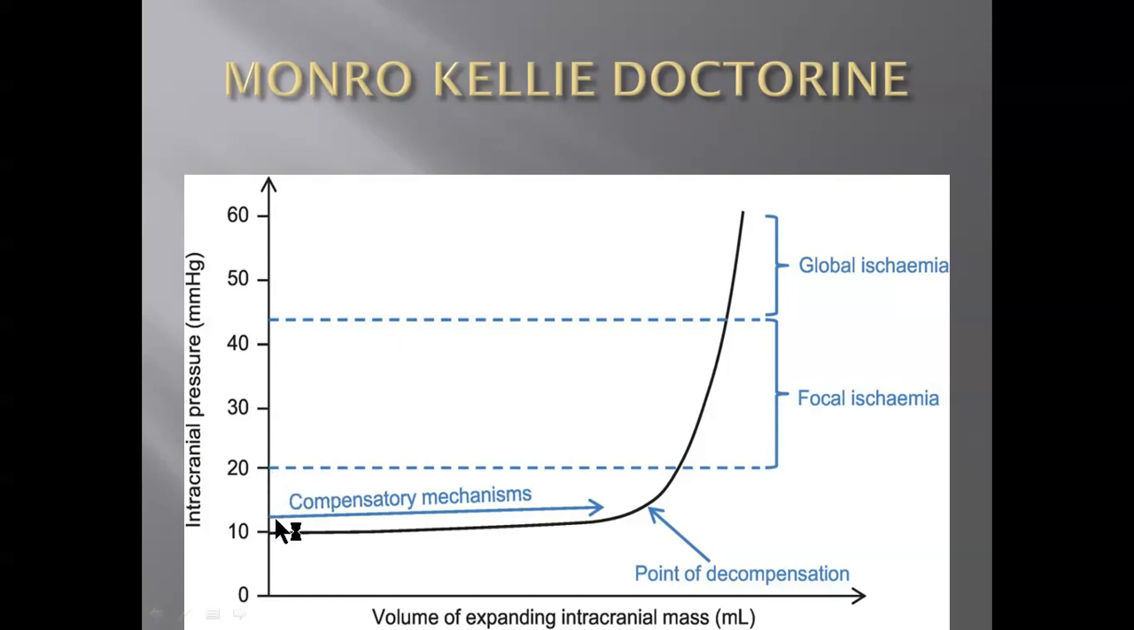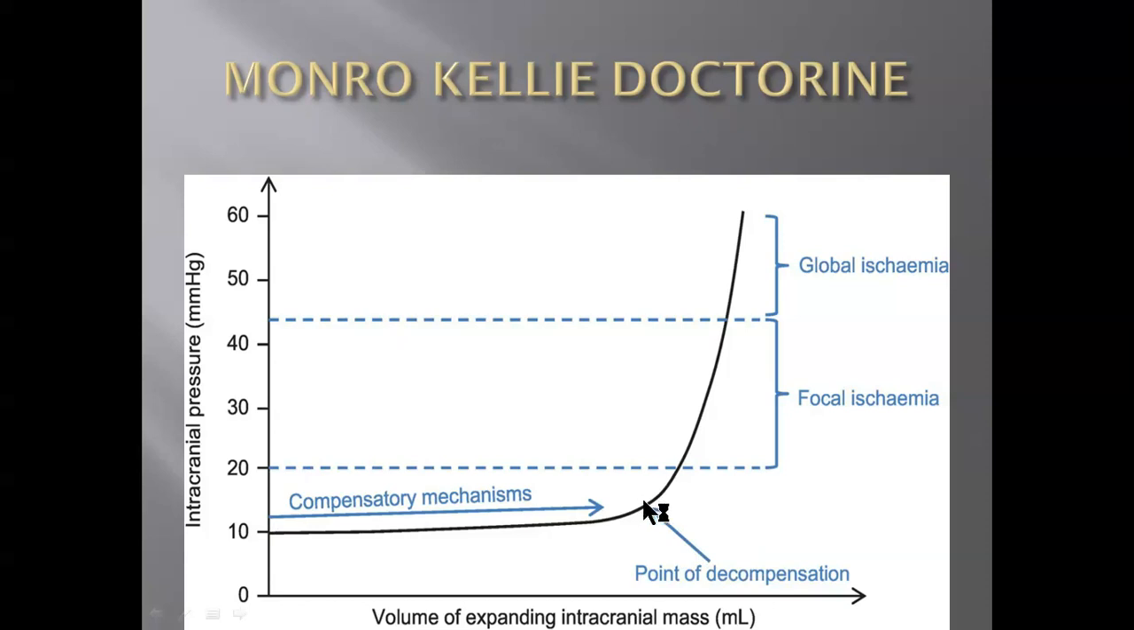So up to here, if either blood increases, or CSF increases, or brain parenchyma increases due to a tumor or something, up to this limit, let's say 50 ml on the x-axis, the volume of that fourth friend increases. If it increases up to here, ICP remains between 10 and 20.